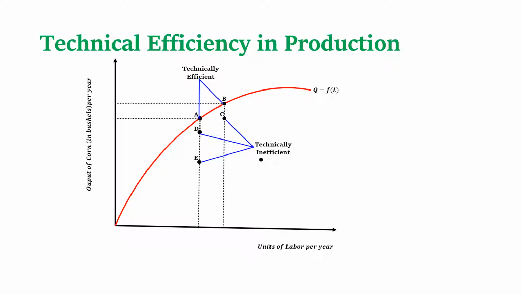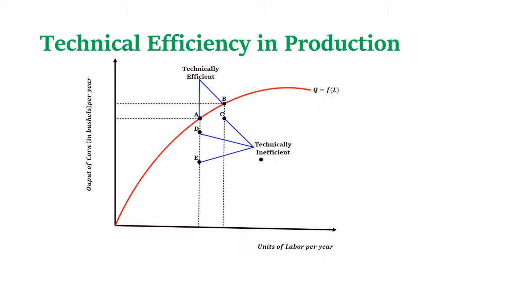Now let's look at a typical production function. Looking at this diagram, we have points on the production function. Points on the production function are referred to as technically efficient points of production, and points below the production function are referred to as technically inefficient points of production.